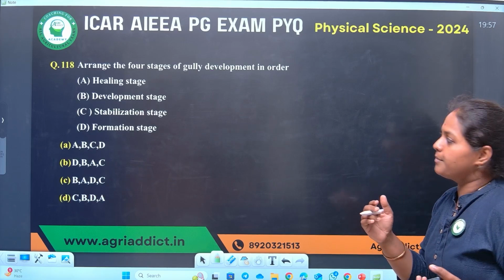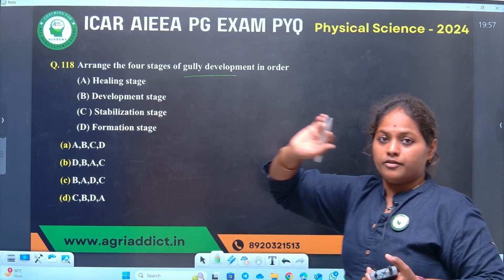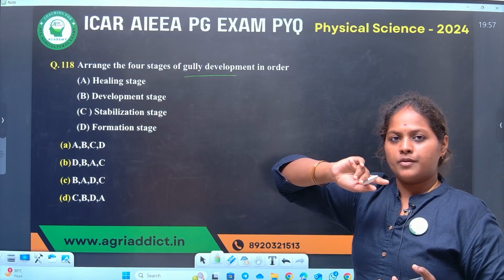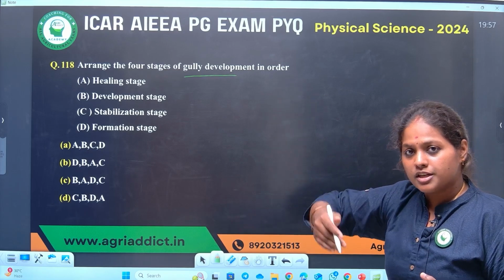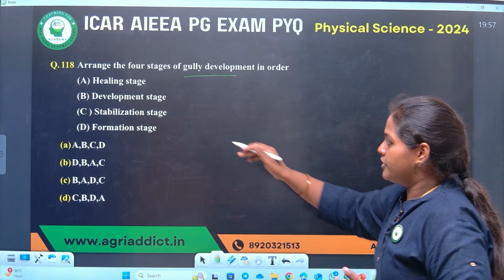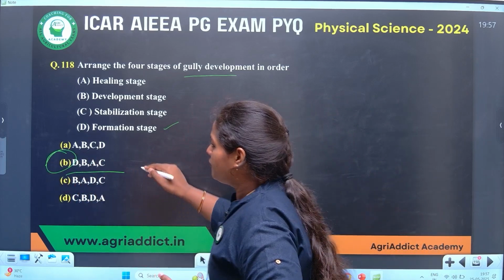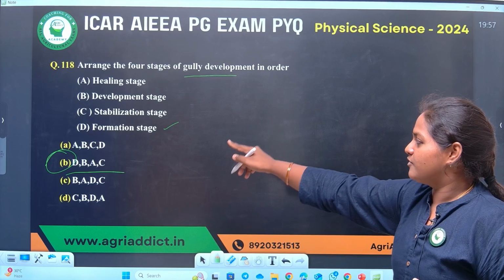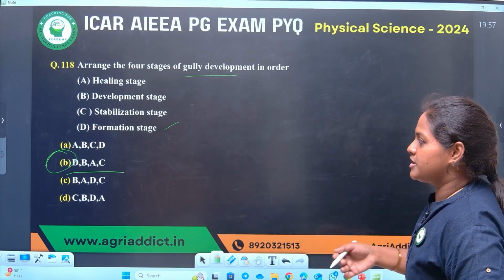Question number 118. Arrange the 4 stages of gully development in order. In the soil erosion concept, you will get in types of erosion the stages of gully development. Gully erosion is the advanced stage of rill erosion where 4 stages are present. First is formation stage, D. See, if you know the first stage, you can keep the answer. Formation, development, healing, and at last stabilization stage.